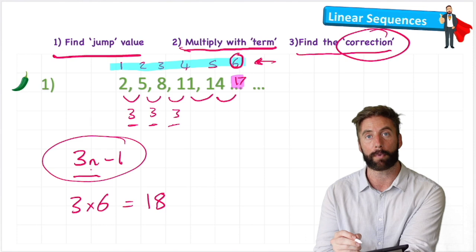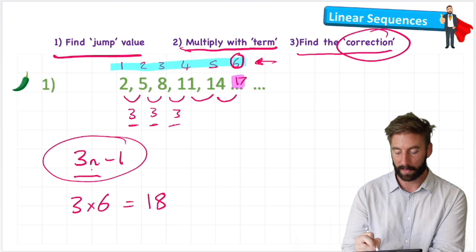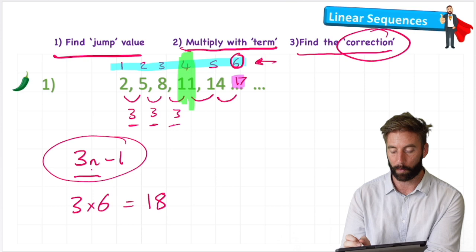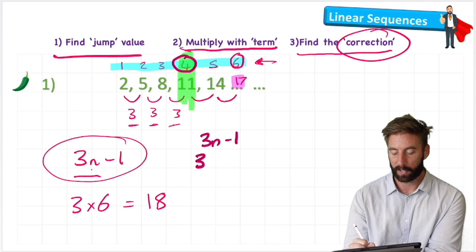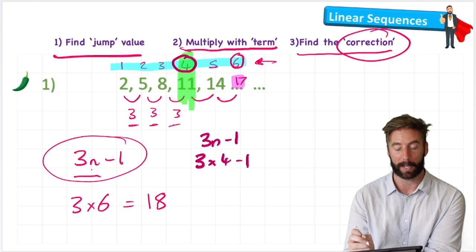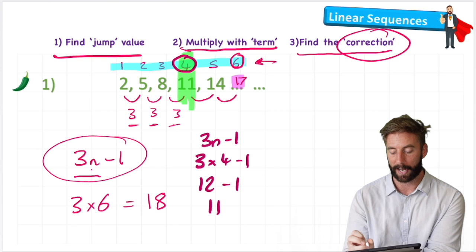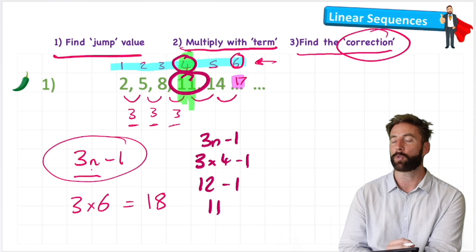Let's check that with one of the other numbers we know. Let's pick this column here, the 4. Let's use our formula to see if it works. First things first, write the formula, 3n minus 1. Now I can replace my n with the number 4 because that's the term we want. So it'll be 3 times 4 minus 1. I use my BODMAS knowledge to understand I have to do the multiplication first. 3 times 4 is 12, minus 1, and 12 minus 1 is 11, and that is the number in the sequence. So it works. I could use this formula to work out any number in this sequence.